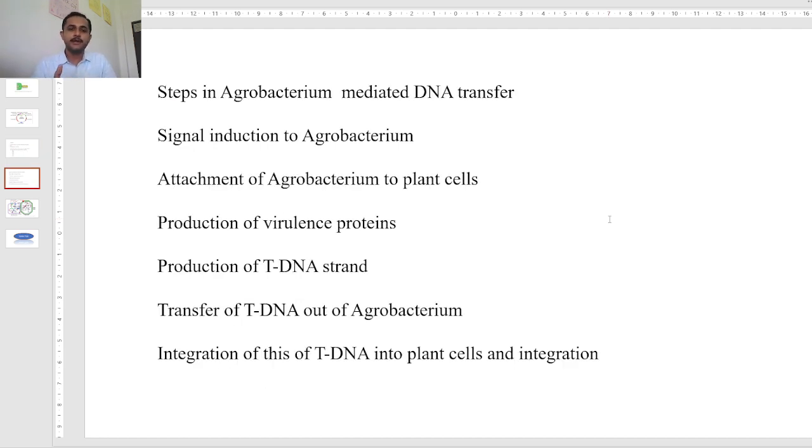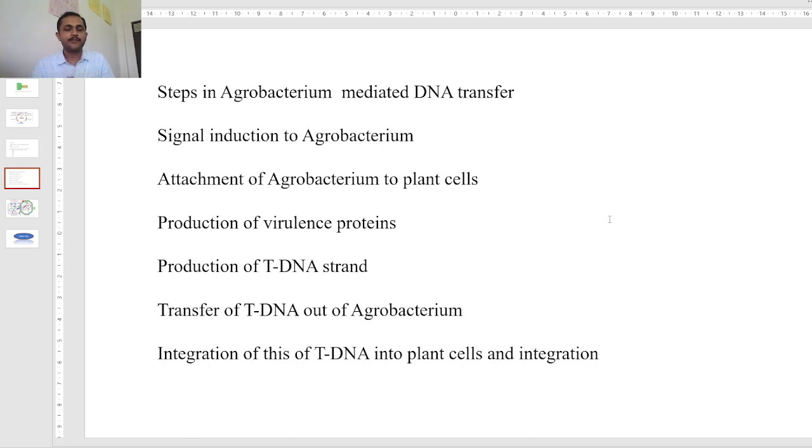So what are the steps involved in the process of DNA transfer through the agrobacterium? First, signal transduction: the signal comes to the agrobacterium through the wound, and a phenolic compound is sensed by agrobacterium, then it starts signaling, so it makes things ready. Second, attachment of agrobacterium to the plant cell. Through the process of chemotaxis, this agrobacterium travels toward the wounded plant cell or cells which secrete some sugar or phenolic compound, so that it moves toward that cell and attaches to that site.